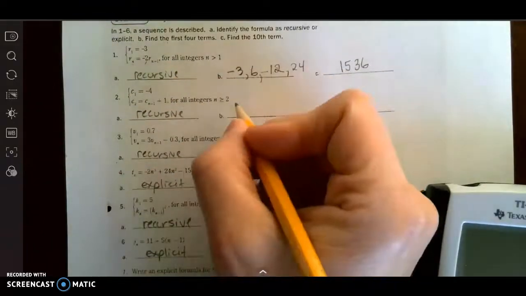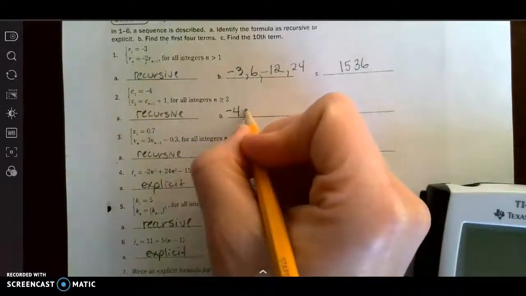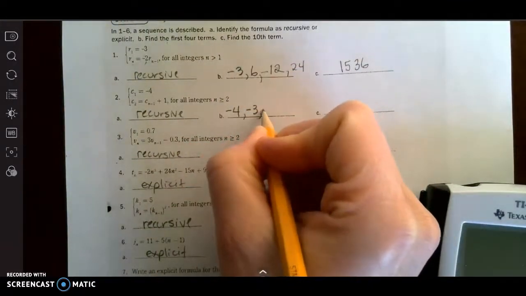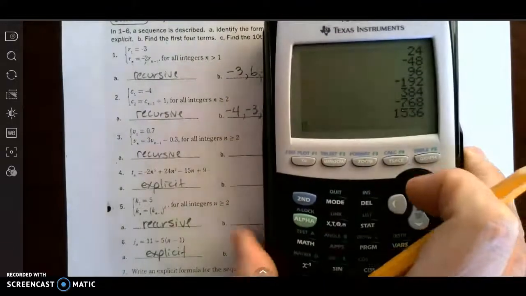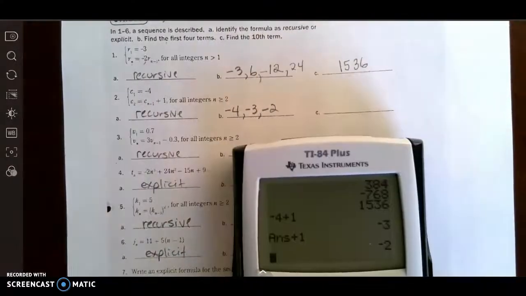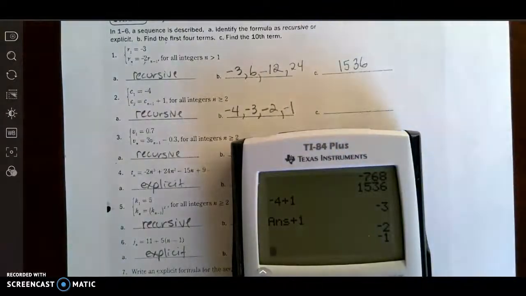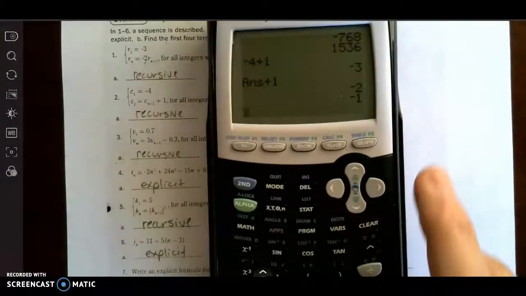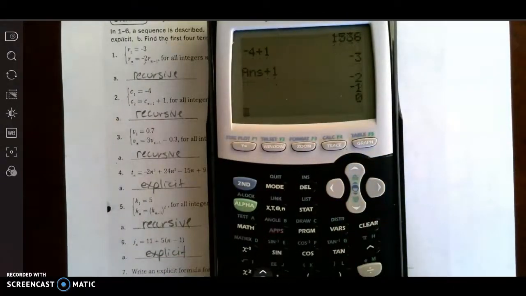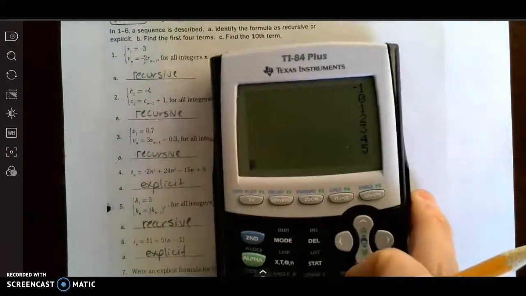Number 2 says my first term is -4, and I'm going to add 1. So then I get -3. I'm going to add 1 and I get -2. Now again, if I want to use the calculator, I start at -4 and add 1, get to -3, add 1, get to -2. Now I can just start hitting enter. That gets me to -1. If I want to get to the 10th term, I know this is the 4th term, so then this would be 5th, 6th, 7th, 8th, 9th, 10th. I'd end at 5, just like my calculator shows there.